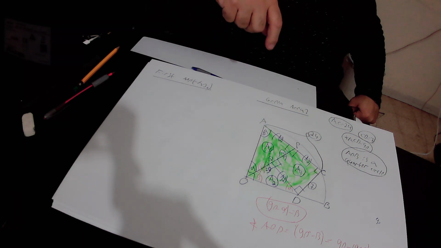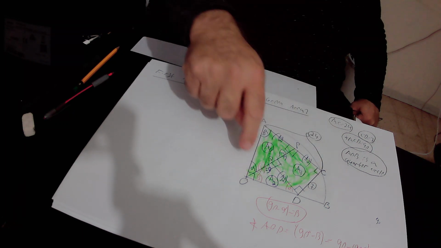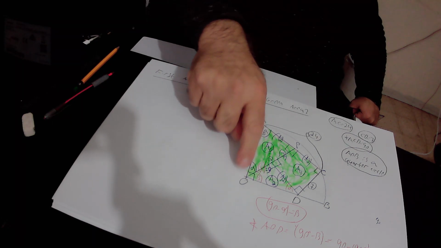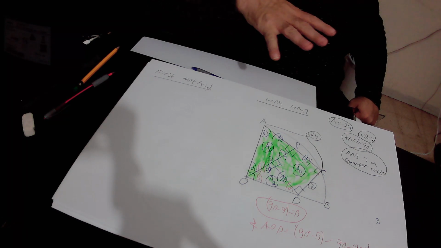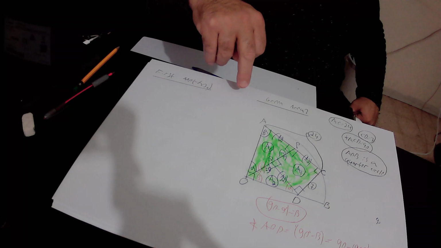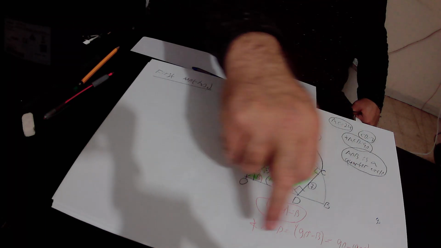First of all, because AOB is a quarter circle, angle AOB must be equal to 90 degrees, and point O is also the center of the circle that we can create by completing this quarter circle to a circle.